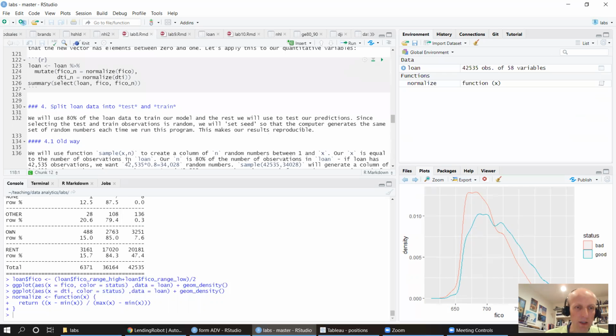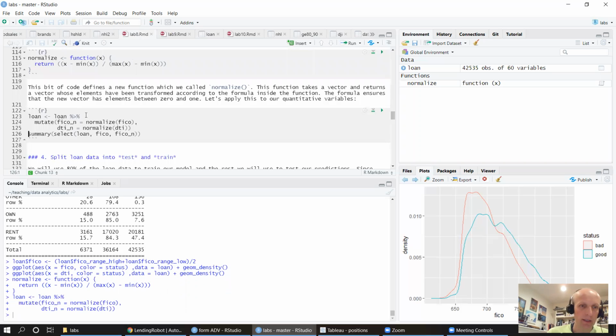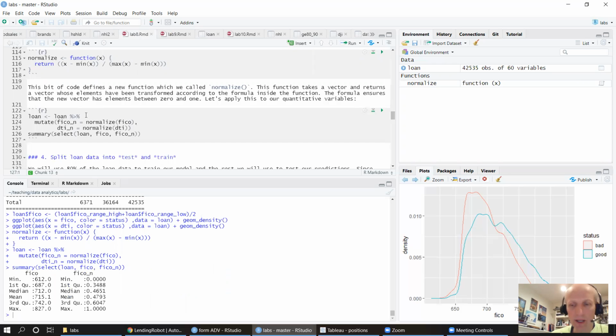So let's take a look at how we can apply that. Let's basically add these new columns. Let's call them FICO N for FICO normalized and DTI N for DTI normalized. And let's run that. Let's do a summary. Let's take a look at the difference between FICO and FICO normalized. Clearly, we see that the original FICO ranges from 612 to 827. The normalized FICO, as we expect, ranges from 0 to 1. And the same thing is going to be true for the normalized debt to income ratio. Fantastic. So now we have our two normalized predictors that we can feed to the KNN algorithm.